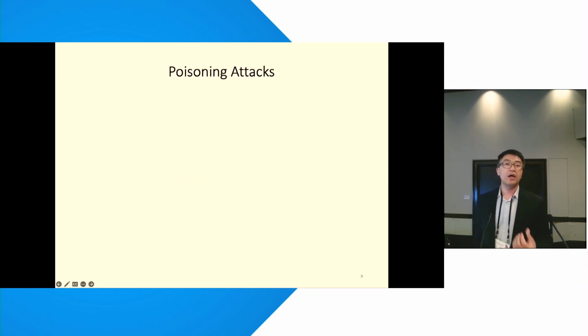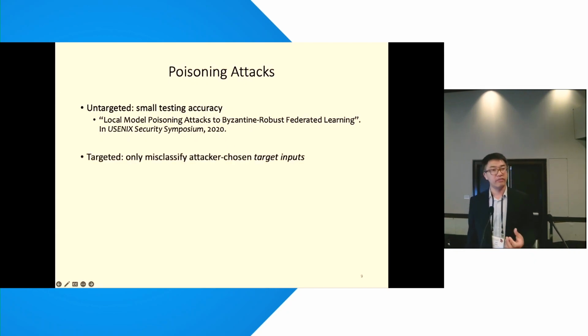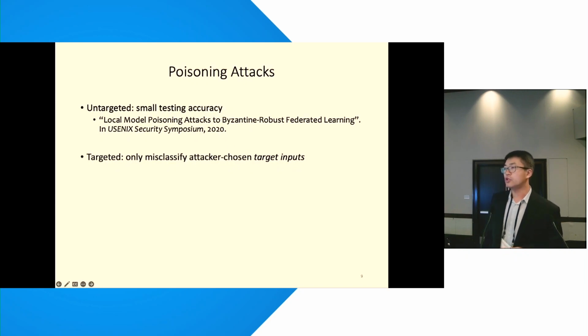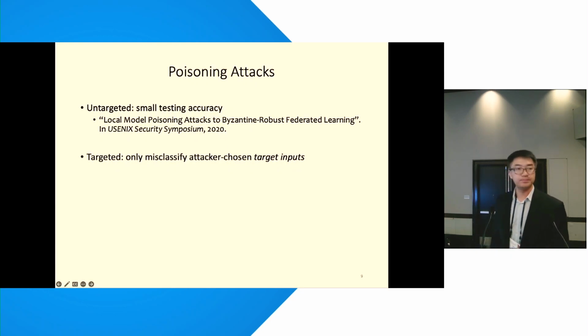Depending on the attack goal, poisoning attacks can be untargeted or targeted. In an untargeted attack, an attacker aims to reduce the overall testing accuracy of the global model. In a targeted attack, however, the attacker aims to only misclassify attacker-chosen target inputs, while the predictions made by the poisoned global model for non-attacker-chosen inputs are unaffected.